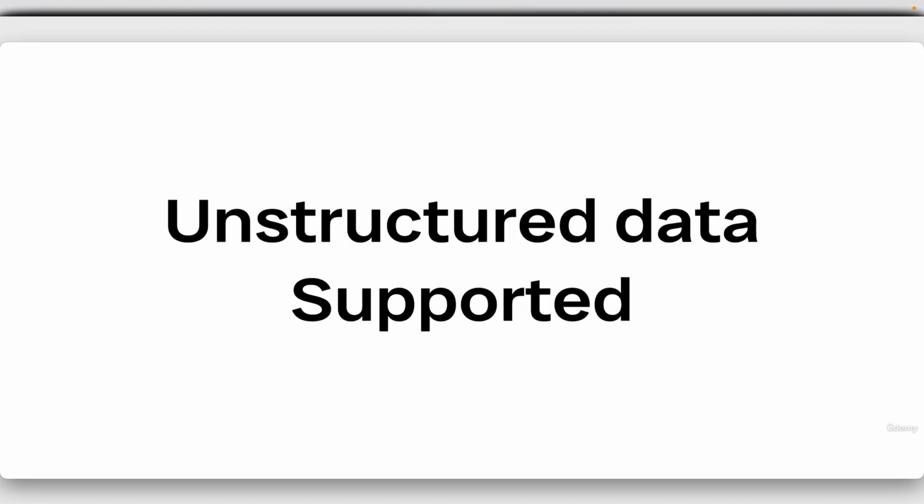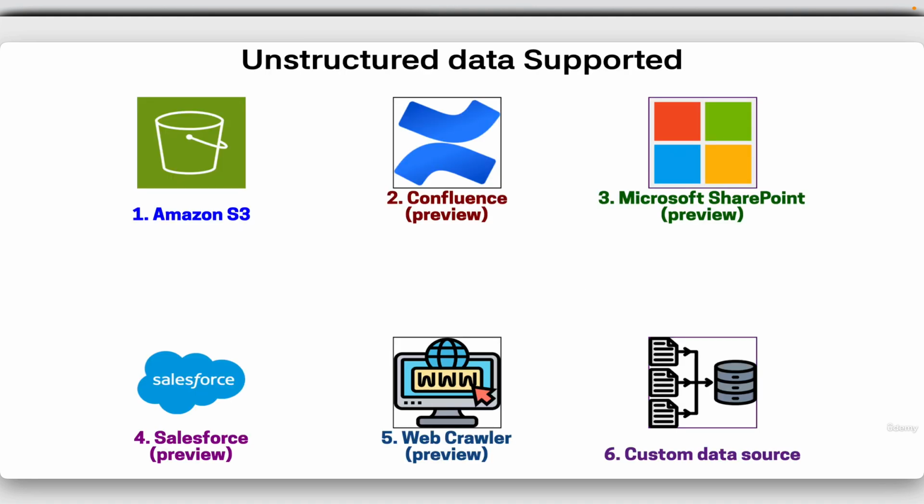Next topic is unstructured data stores supported. These are the supported unstructured data stores: Amazon S3, and the rest are in preview, but they will be coming: Confluence, Microsoft SharePoint, Salesforce, web crawlers, and custom data source.